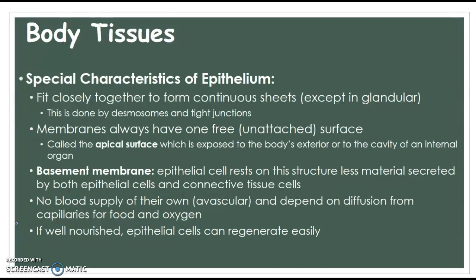Then it has a basement membrane. Basically, it's going to sit on a material that is secreted by connective tissue cells below it, and it's going to rest on this kind of structureless material. A lot of times it's just going to be nutrients and kind of a gluey structure. Epithelial tissue is avascular. This means that it does not have its own blood supply. It actually has to get nutrients from the tissues below because there is no blood flow going to this tissue.